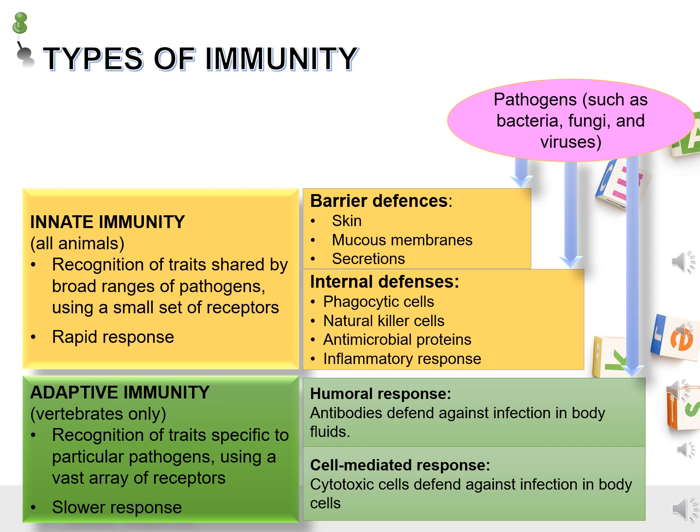Barrier defense and internal defense is the example for innate immunity. But for adaptive immunity, the example is humoral response and cell-mediated response. The next video will explain more about innate immunity.